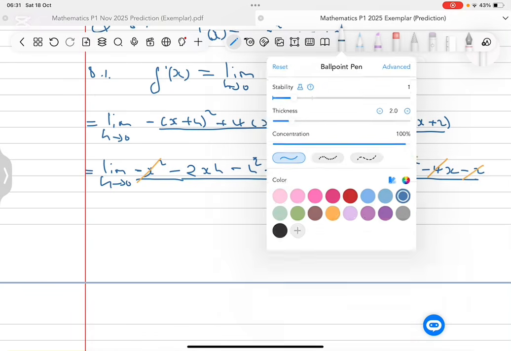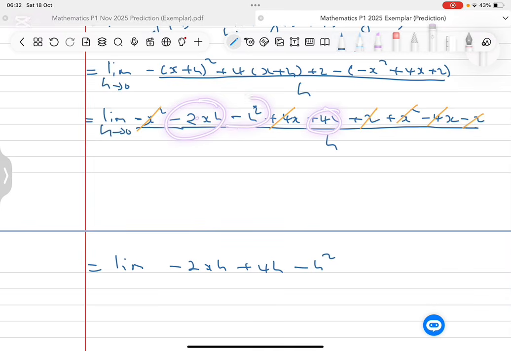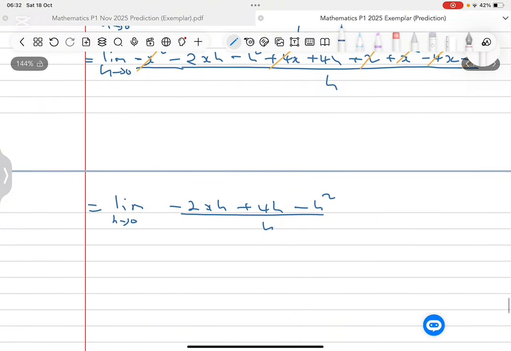Now let me write what I'm left with, so that this is simplified, or looks a little bit better. We are left with negative 2xh, we also have the plus 4h and negative h squared. So I'm left with these terms, and all this is still divided by an h as h approaches 0.